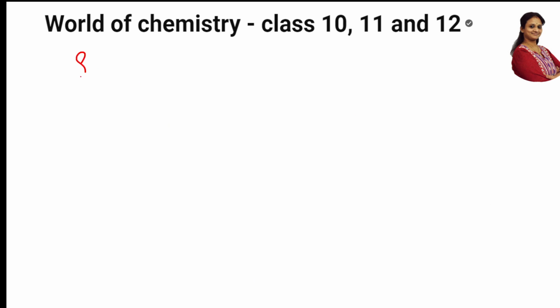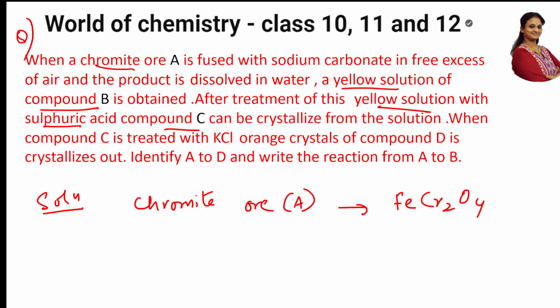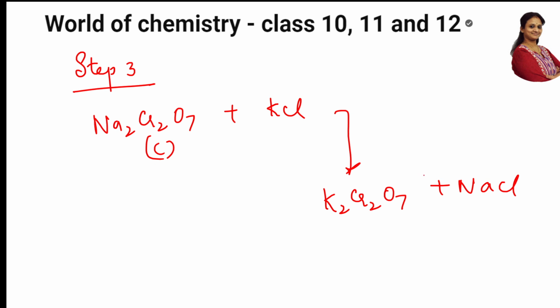Step 3, what did they do? They have taken this sodium chromate, whatever you are getting, right? They said they are treating sodium chromate with KCl, and orange crystal, compound D, is rising out. Take the sodium chromate, I'm treating with KCl. What will happen here? You get again potassium dichromate. That is what we are preparing, right? And left out is NaCl. Again, balance it. Na is 2 here, or potassium is 2 here.